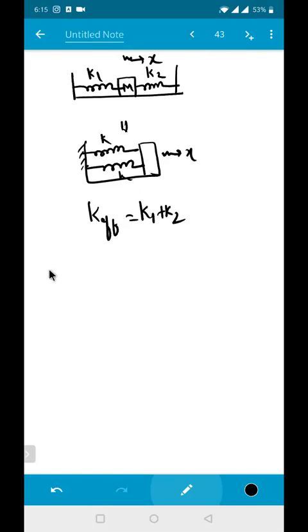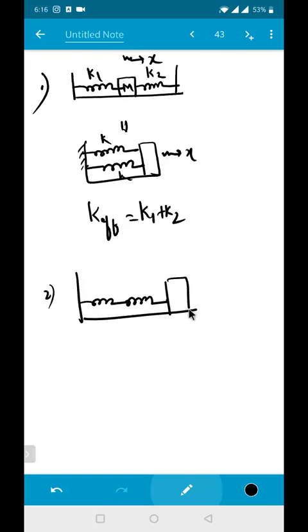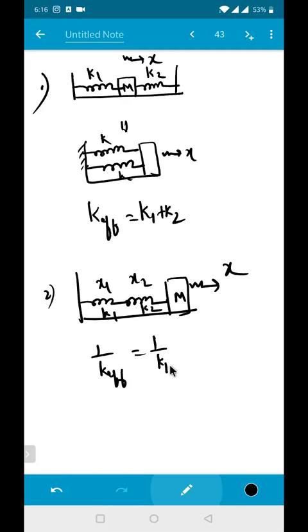If the combination is something like this, let's say this is one spring, and this is another spring, and this is connected to your block of mass capital M, and you pull it so that it moves by a distance of x. So this is a displacement x1, there is a displacement x2 in this one. This is K1, this is K2, right? So for this one, 1 by K effective will be equal to 1 by K1 plus 1 by K2. That is one more important relation you need to remember for the examination, isn't it?